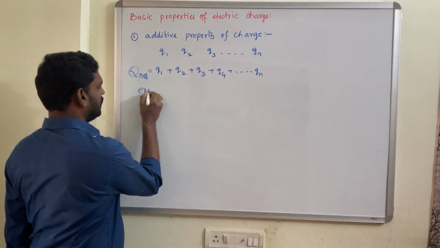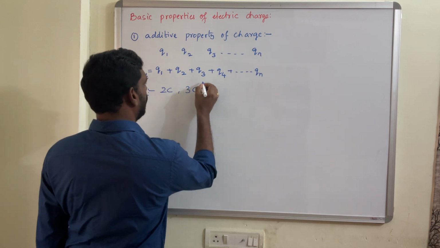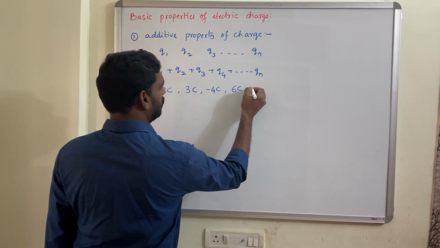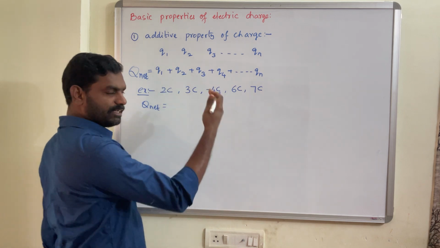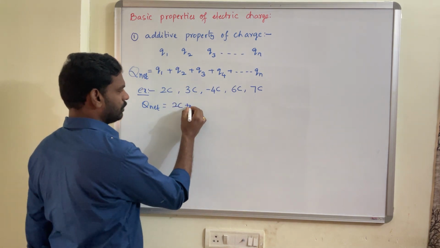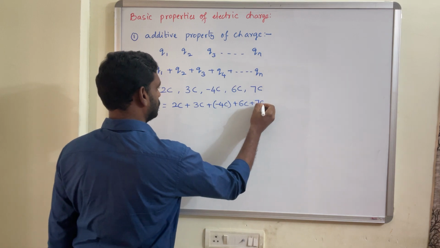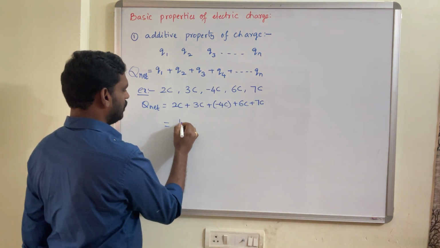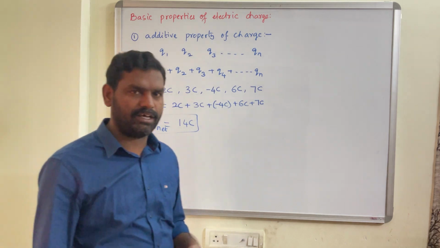I can explain this with the help of an example. If charge Q1 is 2 coulombs, Q2 is 3 coulombs, Q3 is minus 4 coulombs, Q4 is 6 coulombs and Q5 is 7 coulombs, the net charge is found by adding the charges like arbitrary numbers, with proper care of sign: 2C plus 3C minus 4C plus 6C plus 7C. So 2 plus 3 is 5, minus 4 is 1, 1 plus 6 is 7, 7 plus 7 is 14 coulombs. So we can add charges like scalars in mechanics.